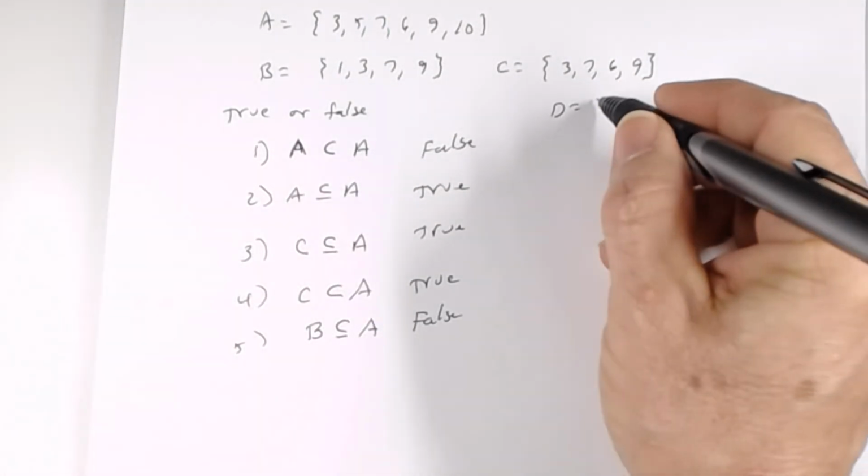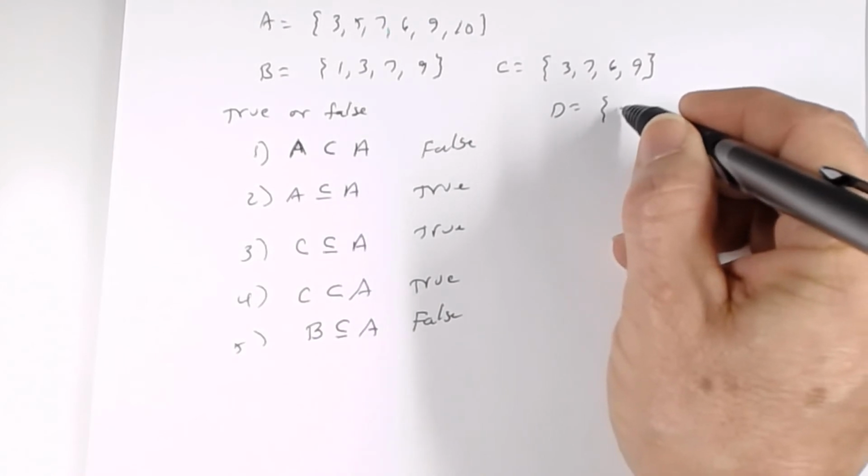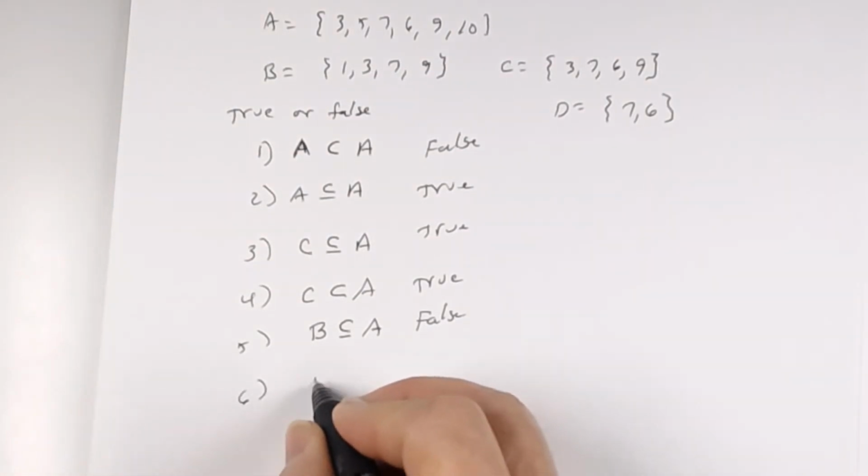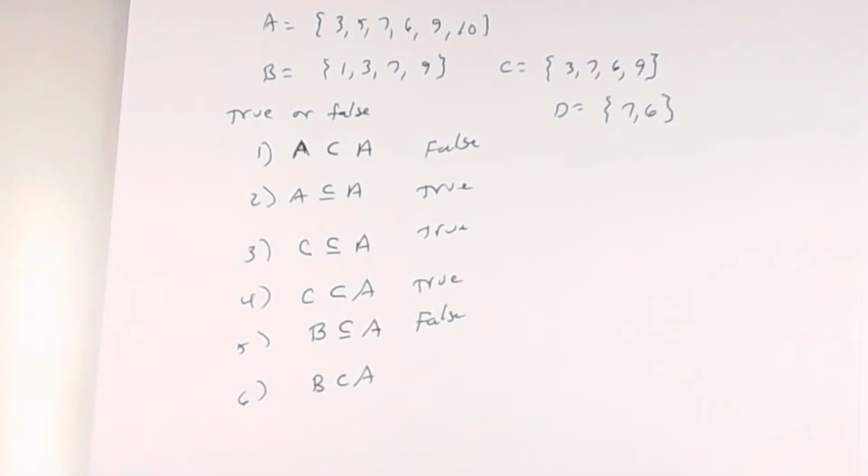Let's do a D. Write a D down. Let's suppose we had 7 and 6 for D. All right. True or false? Is B a proper subset of A? Don't make it difficult. What is it? Who said true? Why'd you say true? Say it again.